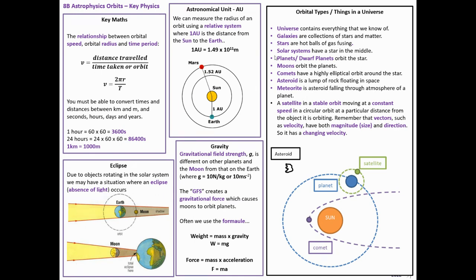Now, things in the universe. I see no end of people making a mess of it. It's simple. You've got to learn it. Universe contains everything we know of. The galaxies are collections of stars and matter. The stars are just hot balls of gas fusing. There's one. It's called the sun, but it's actually a star.